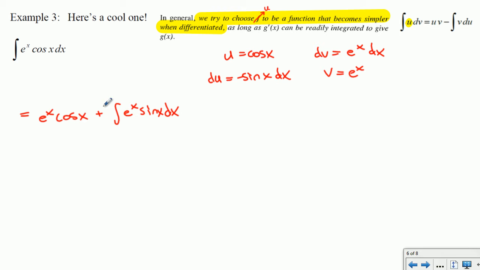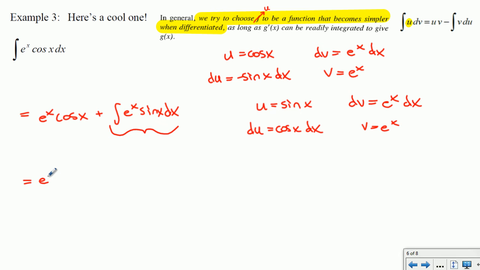So that didn't really seem to get any simpler. It's just about the same complexity as it was originally. But let's see if we can integrate by parts again and see where that takes us. So this time we're going to pick sine x for u, and we're going to again pick e to the x dx for dv. So then du will be cos x dx, and v will be e to the x. So when we integrate this thing by parts, we'll need to carry through this term again, and we have e to the x sine x minus the integral of e to the x cos x.